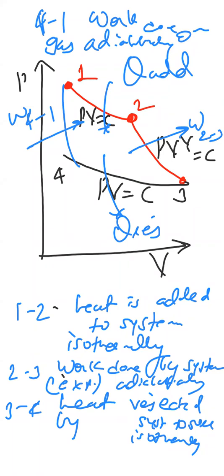Heat is added to the system isothermally. Heat is added to the system isothermally. What does isothermally mean? Do you know the meaning of isothermal heat addition? That means temperature remains constant.